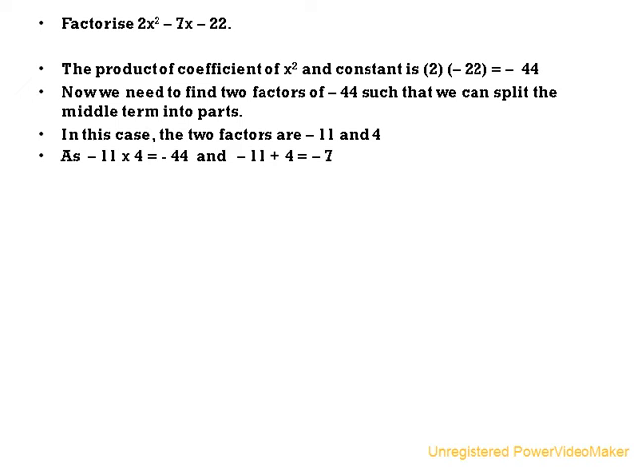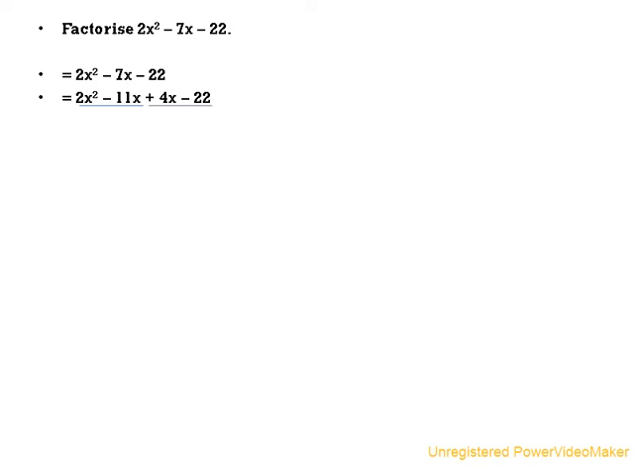So we have figured out the two terms. So this is the key. Once you have figured out the middle two terms, the rest is easy. So we have already seen in this question that the two terms that can split it are minus 11x and 4x. 11 has a negative sign because the overall sign that we need is a negative sign, and the bigger number should have the negative sign. The first group is 2x squared minus 11x and the second group is 4x minus 22.